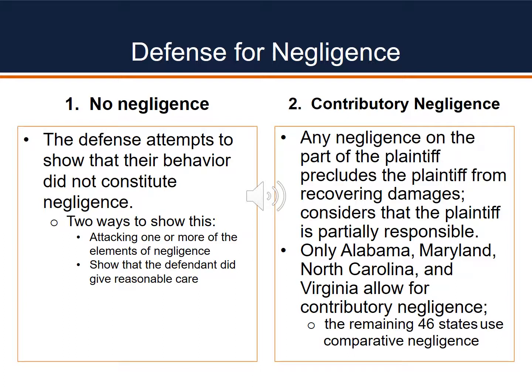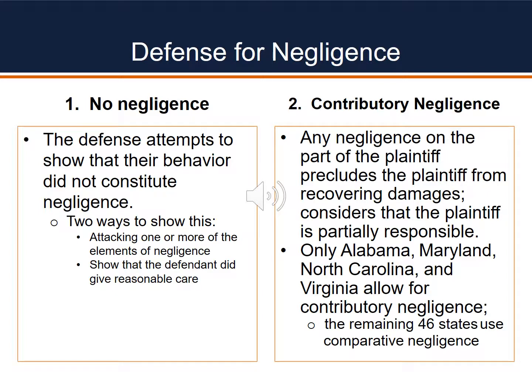We're going to address those 6 defenses for negligence. Our first one is no negligence. What does that mean? The defense is able to show that one of the 4 previous elements we have been talking about was indeed not present. So 2 ways to show this is by attacking one of those 4 previous elements, as well as specifically showing that the defendant did indeed give reasonable care.